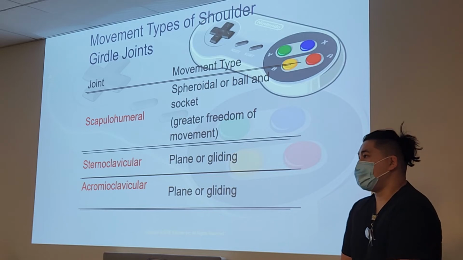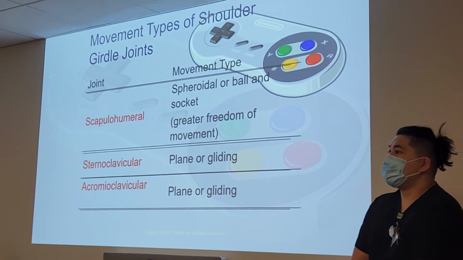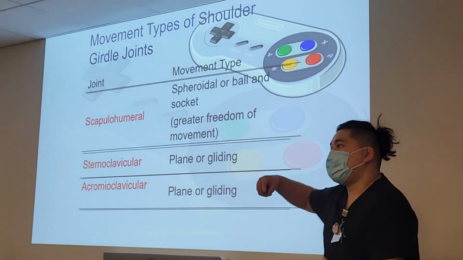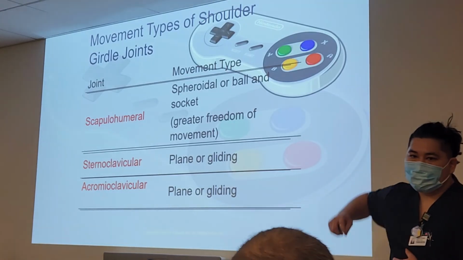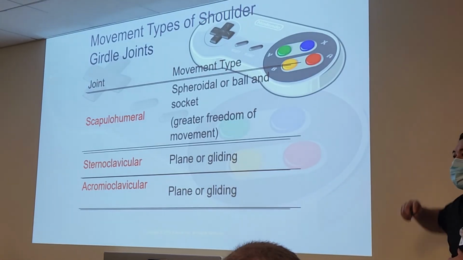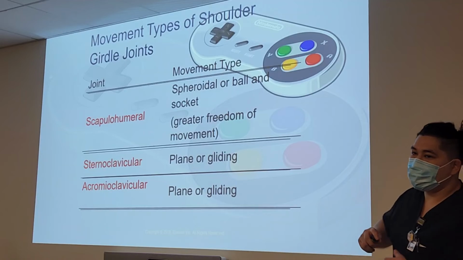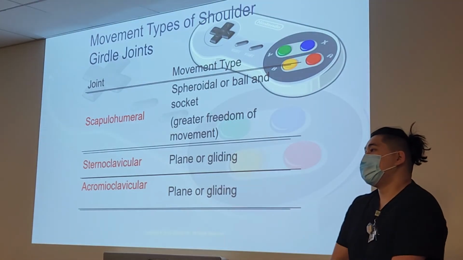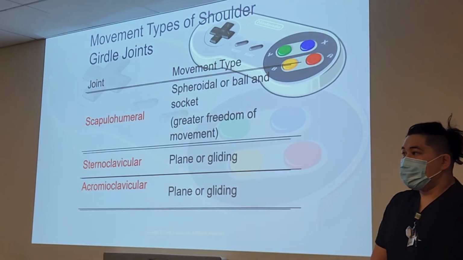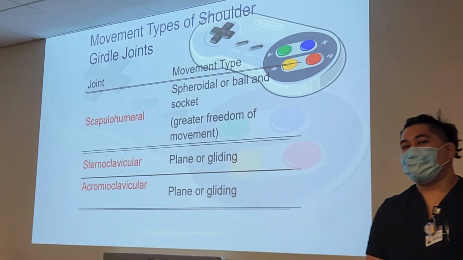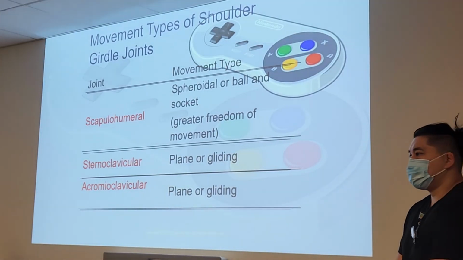And then the movement types. The scapulohumeral joint is our ball and socket joint. We have a lot greater freedom of movement for that joint. The sternoclavicular joint is a planar gliding joint, as well as the acromioclavicular joint.